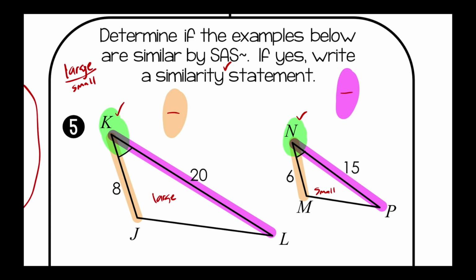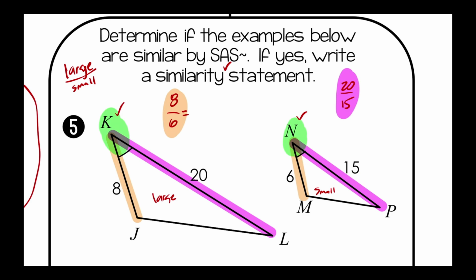So large over small. The orange one is 8 over 6, and the pink one is 20 over 15. Let's simplify both of those. Now you could do the decimal, and some of you are saying, "Hey, Mister, can I divide with the calculator and get a decimal and do it that way?" Sure, you can do it that way. But if you see the fractions are simplifiable, just go ahead and simplify them.